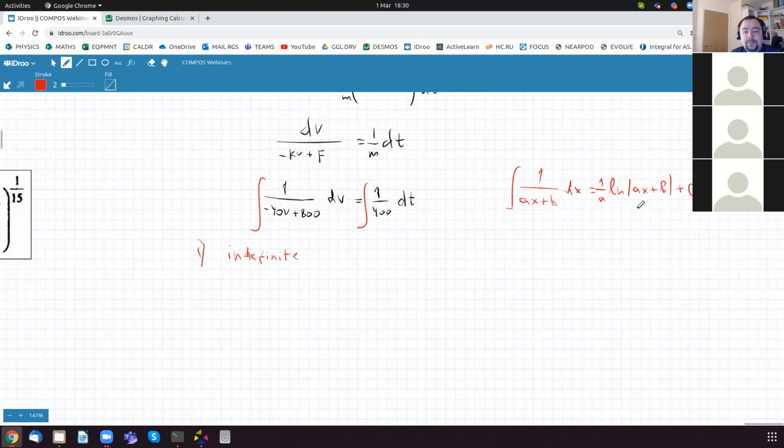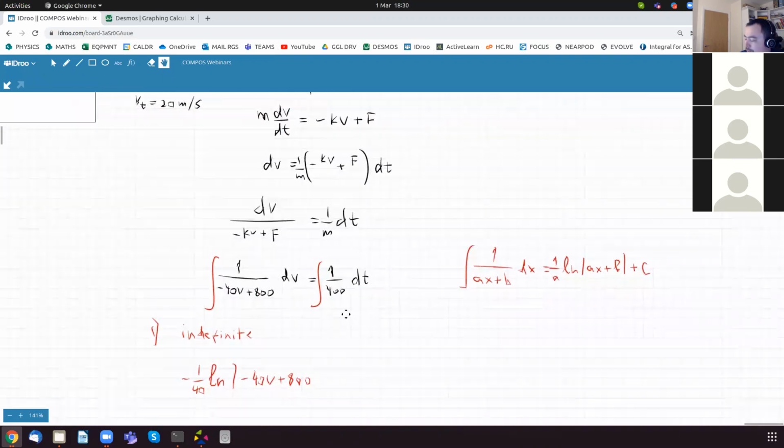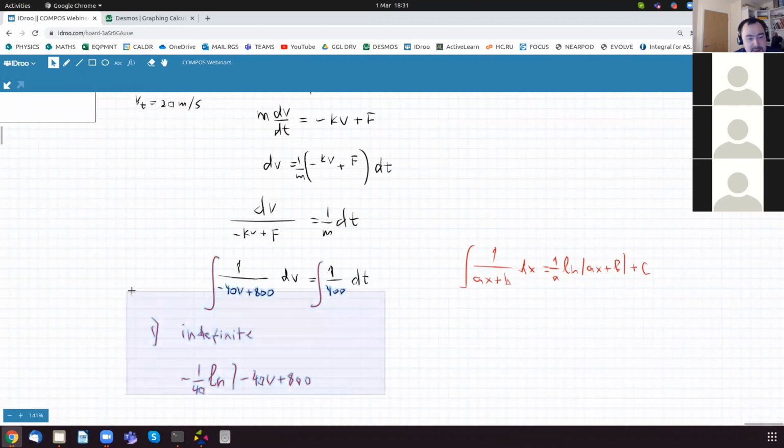Yeah, that is correct. So we have the indefinite integral. The integral of that is going to be minus 1 over 40 logarithm of minus 40v plus 800. Sorry, I'm just going to go a few steps back. I have overcomplicated it, and I do apologize for that. I'm going to do a couple of steps back just to make this integral much simpler.